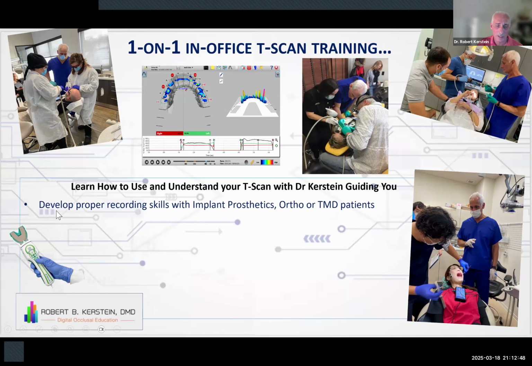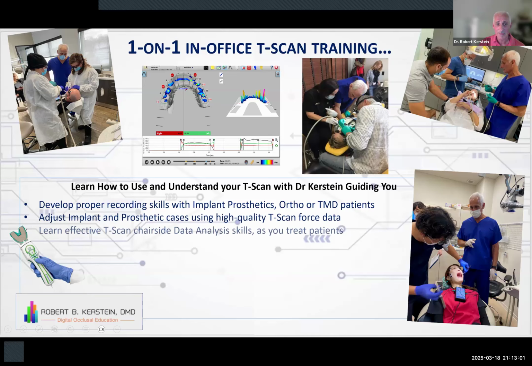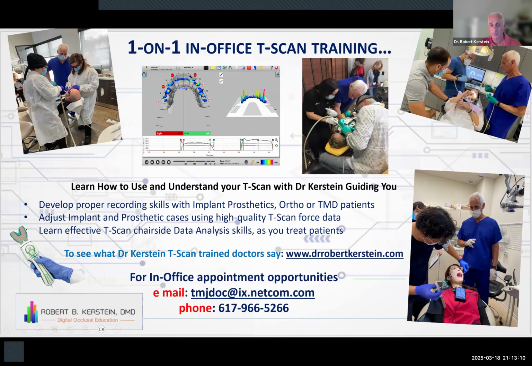So you can use the T-scan in training on implants, post-ortho with TMD patients. You can adjust existing prosthetic patients that already have their teeth. They don't have to be newly installed cases. And what you learn is how to use the T-scan at the chair as you treat patients live. And so this is the best way to learn. There's no question about that.